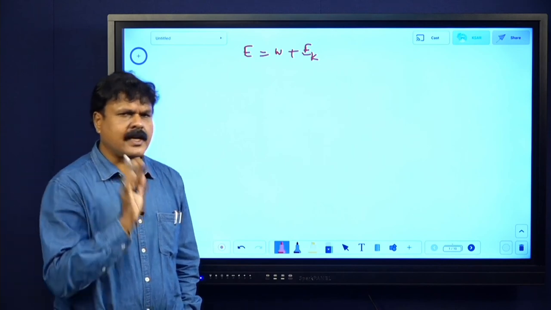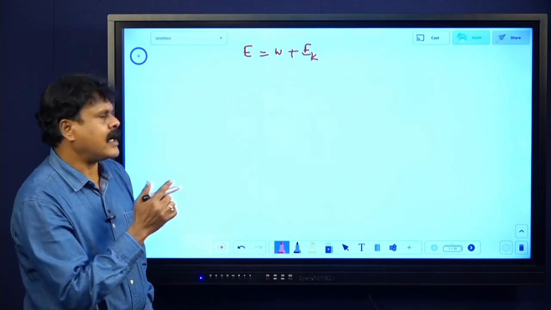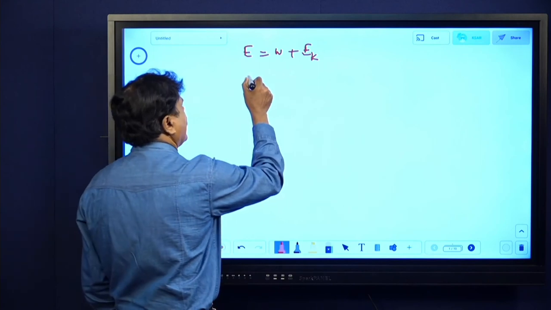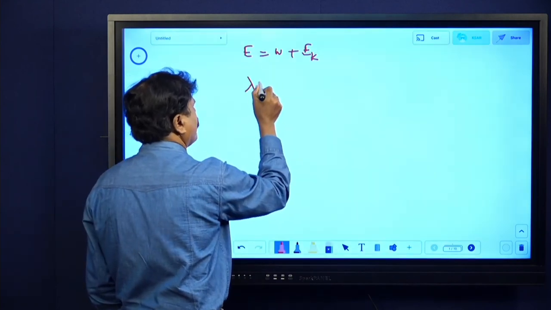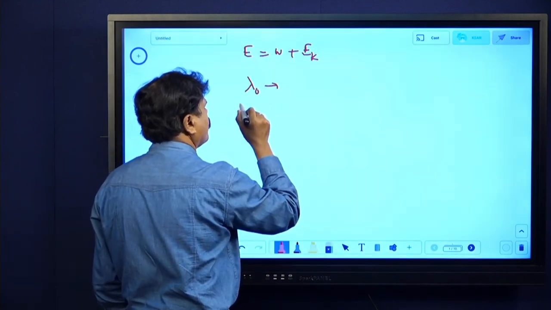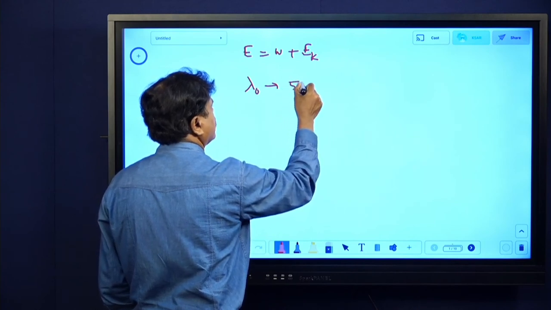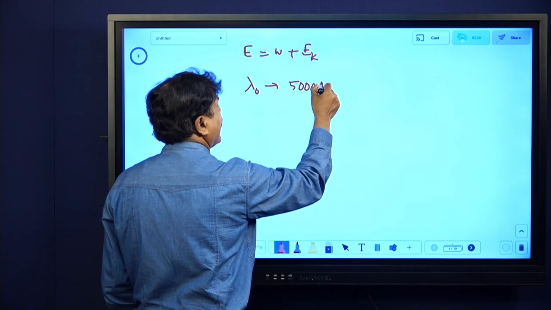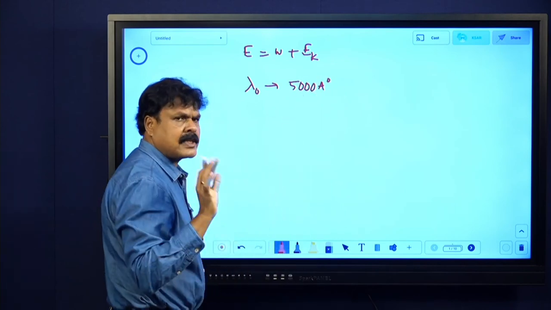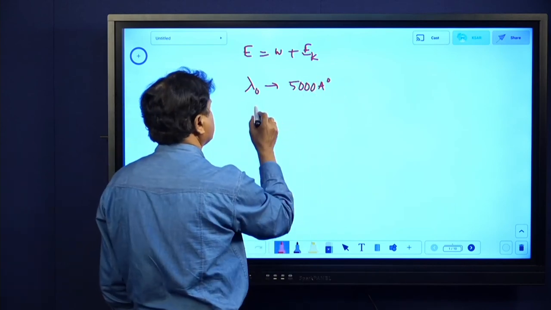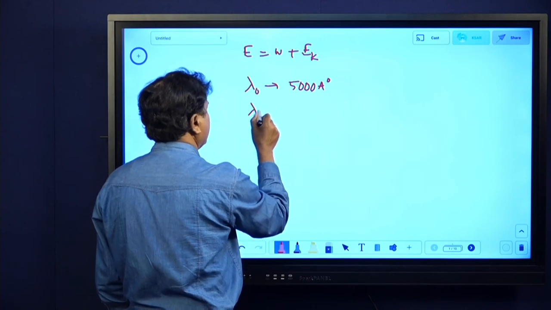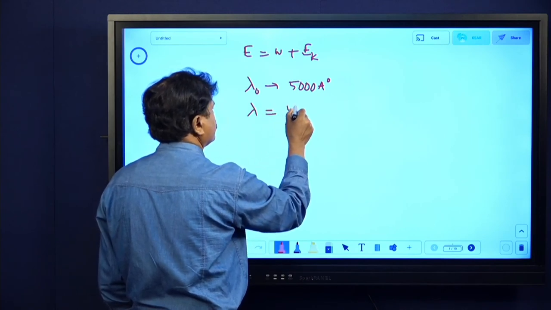Okay, let me say now, one problem I'll be taking up. See, lambda naught, in one problem for one threshold wavelength I'm giving. Threshold wavelength, I say it is 5000 angstroms. I don't calculate everything here. I'll show you the method. You try to do it. Lambda naught is 5000 angstroms. Lambda is 3000 angstroms.